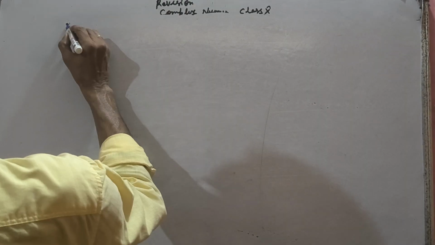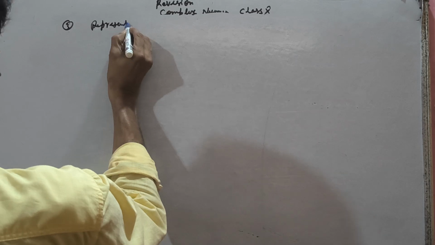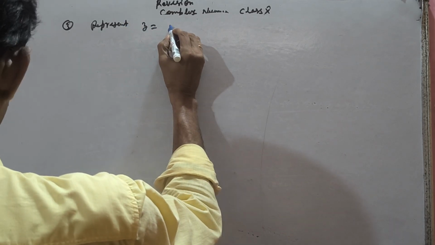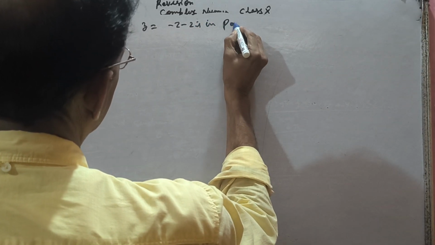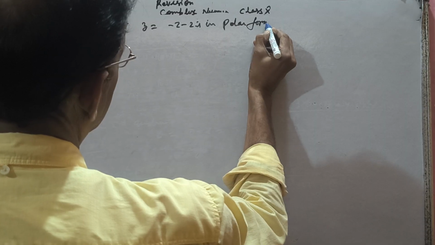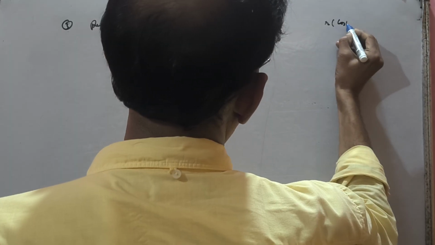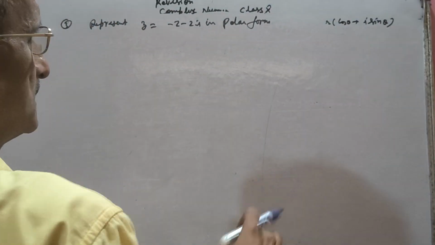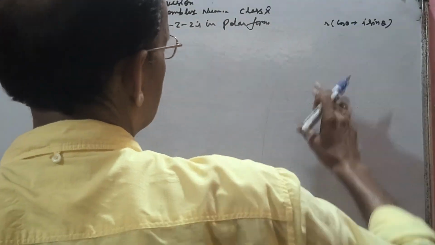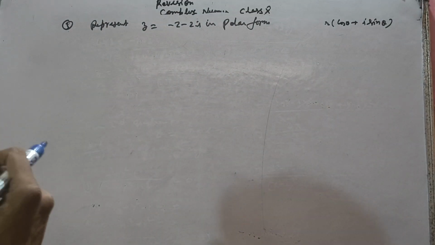So the next question is number 3. The question is: represent z equal to -2 minus twice I in polar form. Polar form is also called trigonometric form. It is r into cos theta plus I sin theta. This is called polar form or trigonometric form. R is the modulus of the complex number and theta is the amplitude. So you need to find the modulus and the amplitude only.